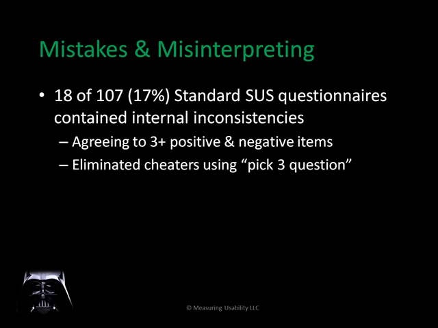Well, we found that of the 107 standard SUS questionnaires, the original SUS, 17% contained users who agreed to 3 or more positive and negative items. They were in a sense saying that the website was both easy to use and difficult to use. Now, these were either mistakes or misinterpretation, or they actually felt that way, but it certainly struck us as inconsistent, and we suspect a good portion of that 17% contains either mistakes or misinterpretations.